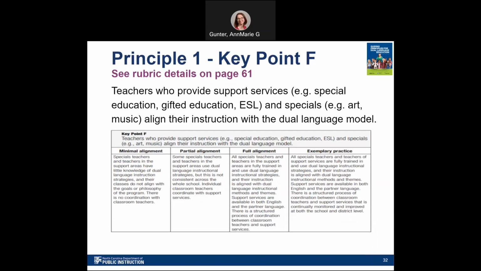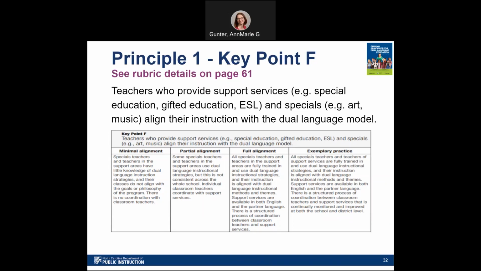Pause here for a moment to let you know, too, that in North Carolina, of course, we sometimes call these support services different things. So our special education is exceptional children. We have gifted education, but it's usually referred to as AIG, academically and intellectually gifted. And our ESL, or English as a Second Language programs, are transitioning to be ELD, English Language Development programs.